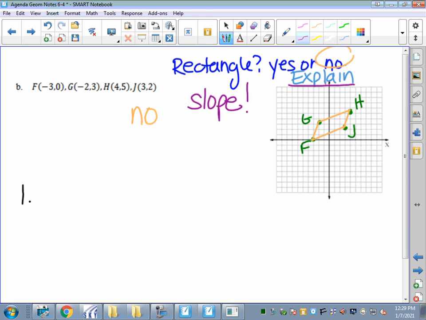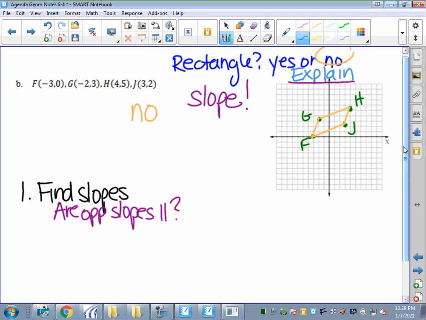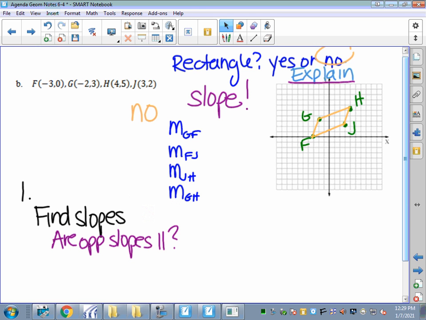So 2 steps to do this. You're going to start by finding the slopes and answering the question, are opposite slopes parallel? Because that's important, right? That was the very first thing I think that we said was that both pairs of opposite sides are parallel to each other. But once we know that, here's an example where I'm pretty sure that both pairs of opposite slopes are parallel. So if I found the slope of GF, the slope of FJ, the slope of JH, and the slope of GH, let's do that really quick so I can show you why we have to go one more step with this.